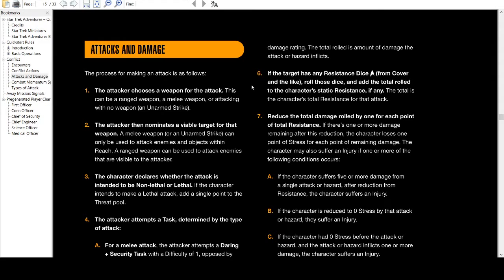Otherwise, for the rest of the quick start, I think step 6 is probably going to be the one that is most ignored in most situations, unless the adventure states otherwise.